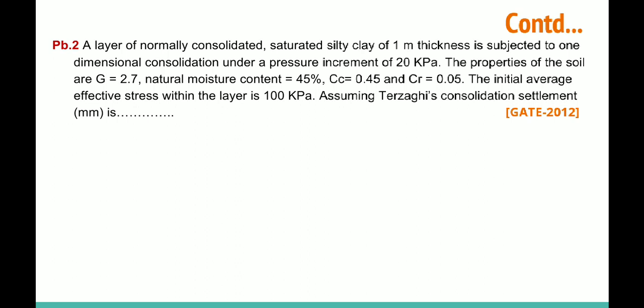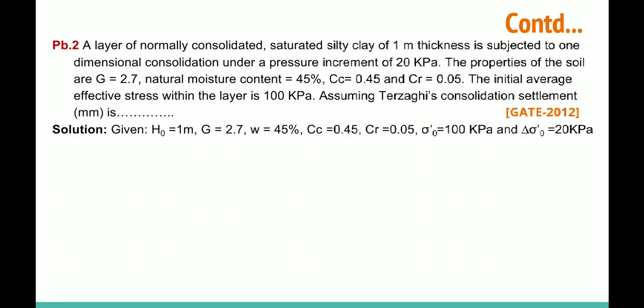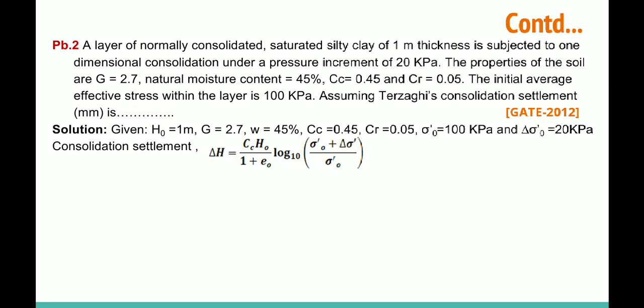So we can calculate. All the data we have, we can note down. The initial height of the soil deposit is given as 1 meter, specific gravity of solids 2.7, water content 45%. So we have all the data, and we can calculate the settlement, and we get 16.08 mm.